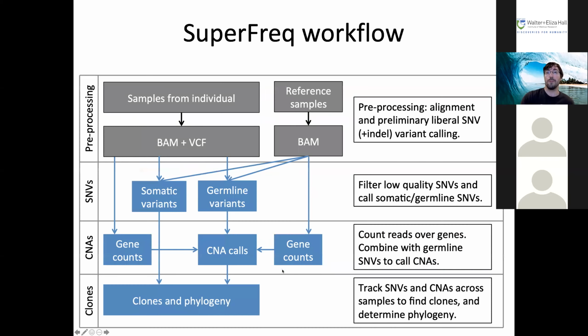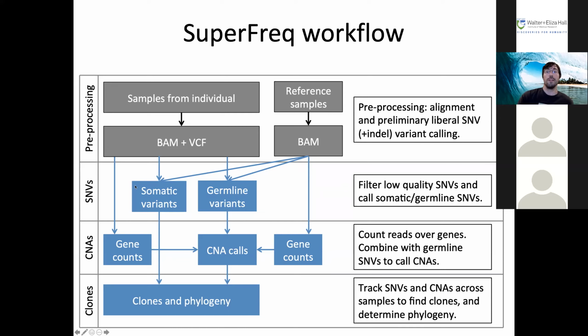So the SuperFreq workflow consists of samples from the individual. So we're looking at the BAM files. The BAM files are the input. So it's the individual that we are analyzing, and we also require reference normal samples. So these are unrelated normal samples, but should be from the same technology, and ideally should be from the same lab. The more similar the reference samples are to the study samples, technically, in terms of being generated by the same people and so on, the closer it is, the better.